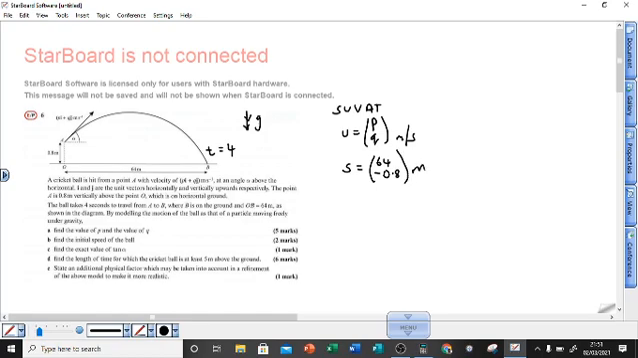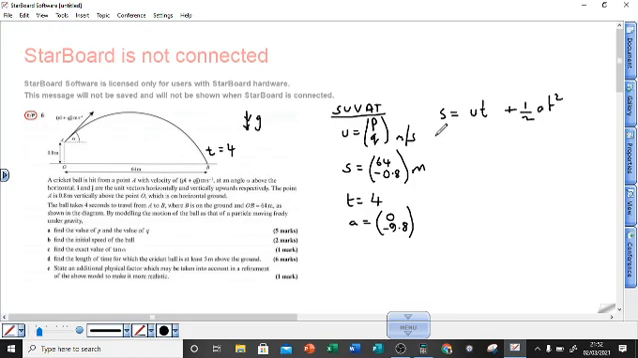That's meters. We've got time is equal to 4 seconds, and it says find the value of p and q. Well, we know the acceleration is equal to 0 in that direction and minus 9.8 in that direction there. So I'll just underline that so it doesn't get in the way of things: u, s, t, and a.